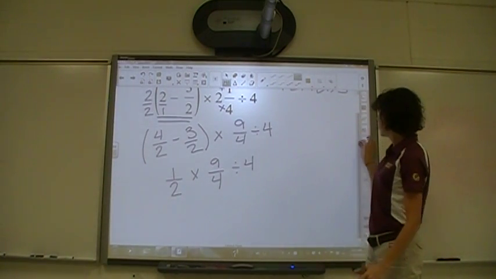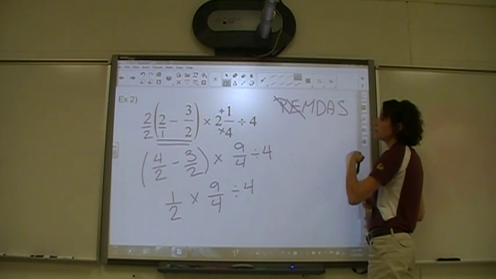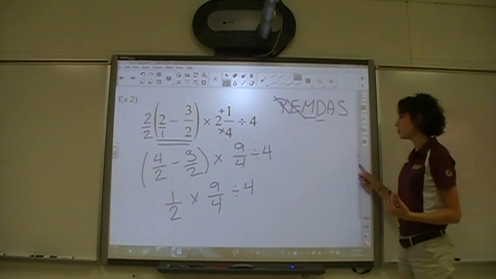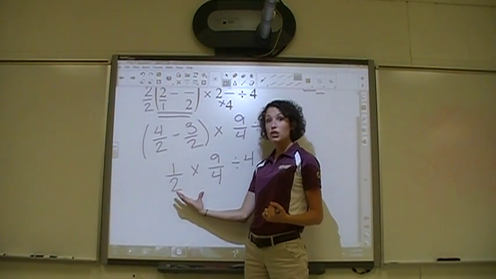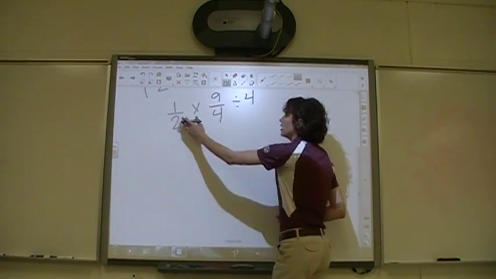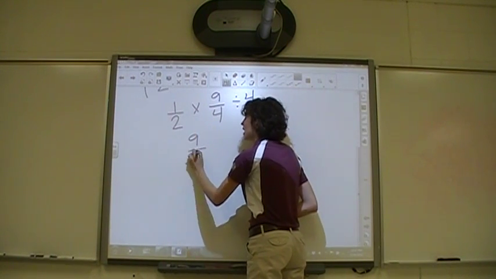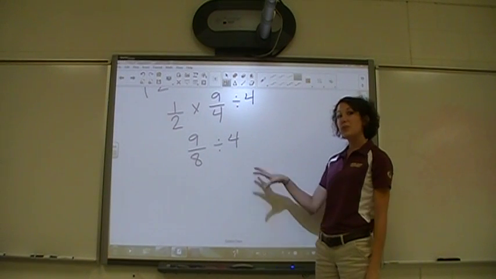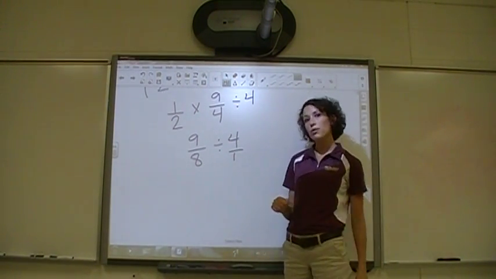Now because we are done with our parentheses, we do not have exponents, but we do have multiplication and division. So you want to work left to right. So again, when you are multiplying your fractions, you multiply across the top and you multiply across the bottom. So here, 1 times 9 gives me 9. 2 times 4 will give me 8. Then we have divided by 4. Now again, we have a whole number. So let's change that into a fraction. Make it 4 over 1.